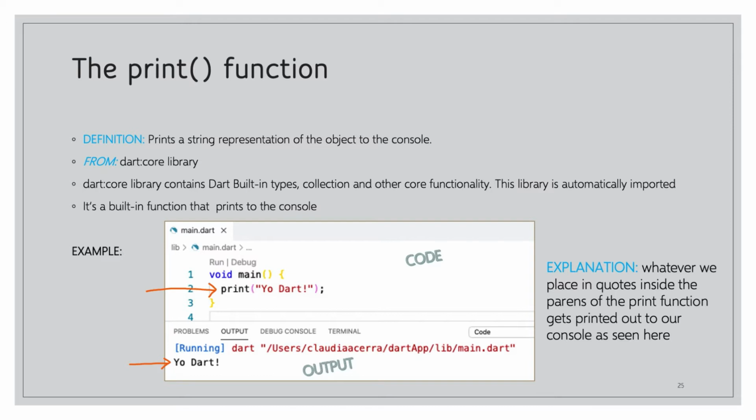And so here is an example. Again, we are in our main function, and in the body of the function is what gets executed, and we see print yo Dart. So whatever we place in quotes inside the parens of this print function gets printed out to our console as seen here. We can use double quotes, we can use single quotes. We have to end every statement in Dart with a semicolon, as we covered in the previous class.